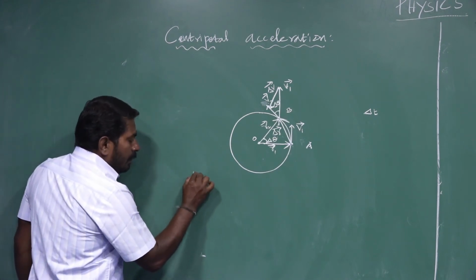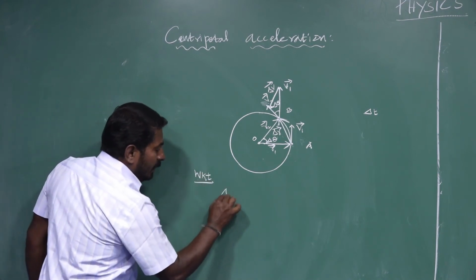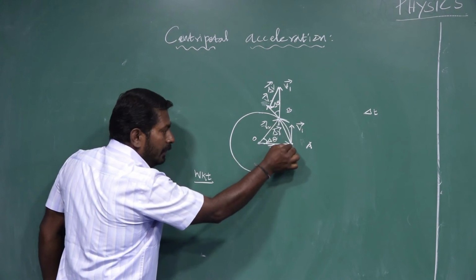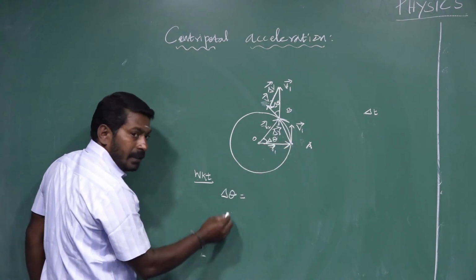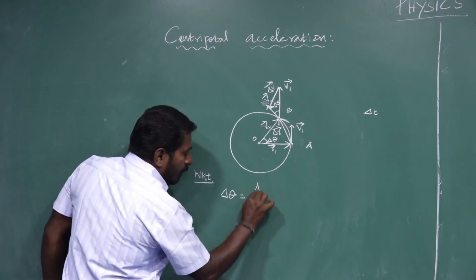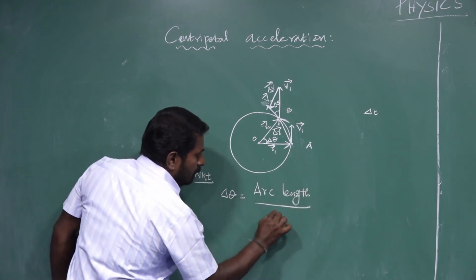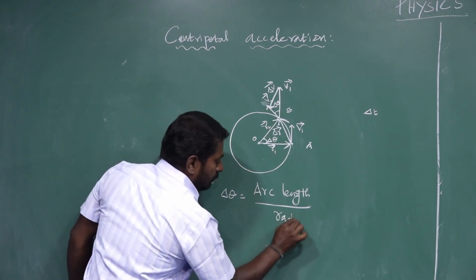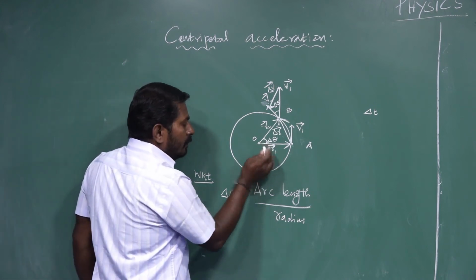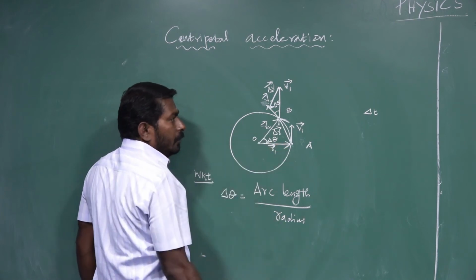So we know that delta theta, which is equal to the angle subtended at the center of the circular path between the two positions of the point object on the circumference of the circle, is equal to arc length divided by radius. So first we take this diagram, to see the shift produced by the position vector or radius vector from r1 to r2.